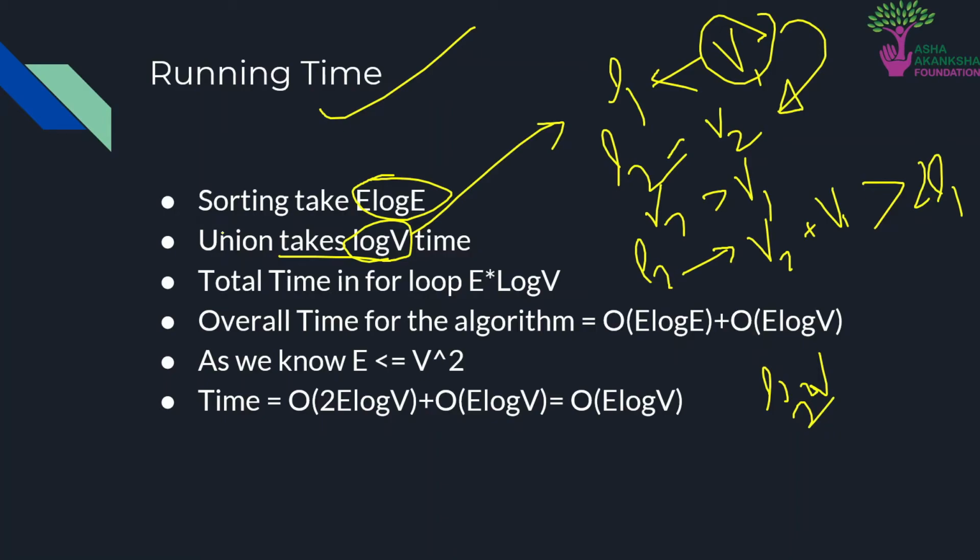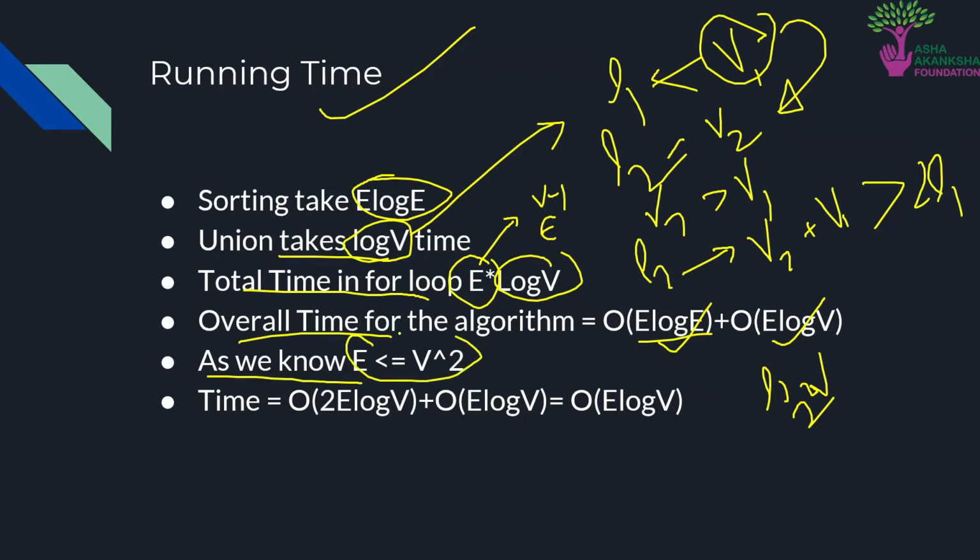So as we have V vertices, it will run for at most log V times, base 2. So the total time for the for loop is E into log V, as the for loop is running for at most V minus 1 times, which is O of E. So the overall time for the algorithm is E log E for sorting, and E log V for the for loop. And we know that E is less than or equal to V squared. So by replacing E with V squared, we will get 2E log V plus O of E log V, which is approximately equal to E log V.